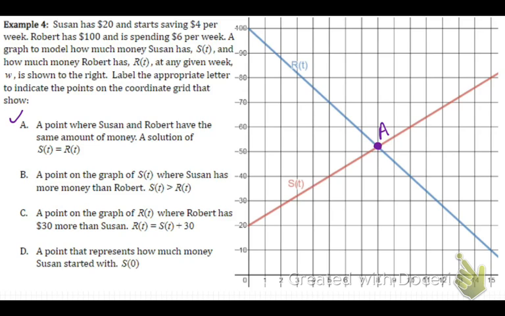Okay, let's look at B. It says a point on the graph of S of T. So am I going to graph on the blue graph or the red graph? The red graph, okay. Where Susan has more money than Robert, or S of T is greater than R of T. Where does Susan have more money than Robert?